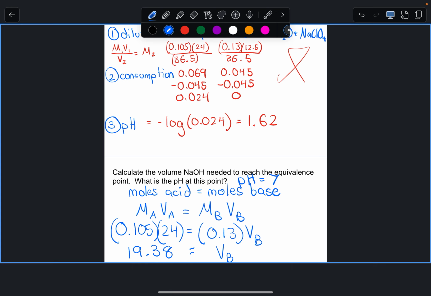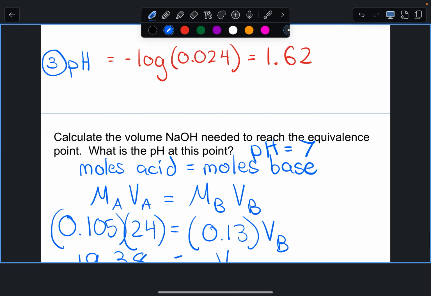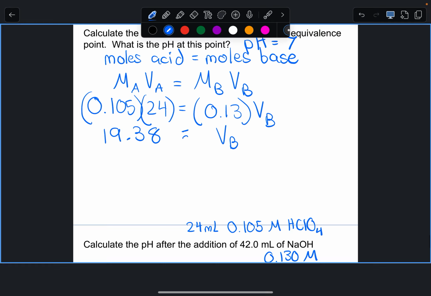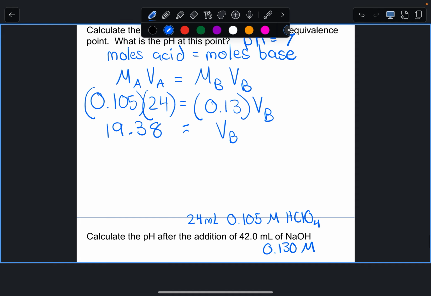Okay, so the last question here is after the equivalence point. We only know that it's after because we just said that the equivalence point is at 19.38 mL, and now we're at 42 mL. So we've done a lot more NaOH adding. So we know the pH should be above 7 because there's excess NaOH here, but we have to figure out what it actually is.